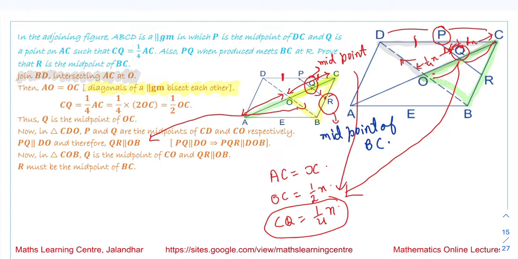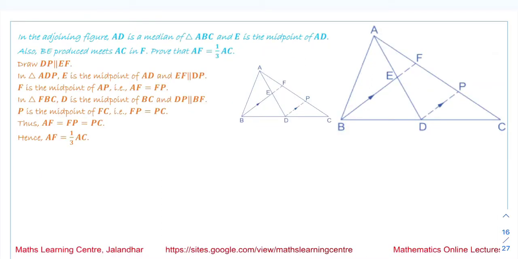Next, we are given a triangle ABC and AD is the median. We are talking about this triangle ABC, and we are saying this AD is the median. AD is the median means that this D is the midpoint of this BC. These are equal. We are saying when BE is produced, it meets AC in F. This E is the midpoint of AD, and when this BE is produced, it meets this point F over here.